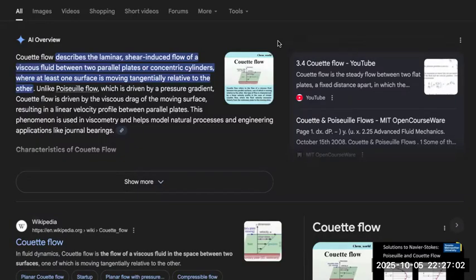So a Couette flow describes the laminar shear-induced flow of a viscous fluid between two parallel plates or concentric cylinders, where at least one surface is moving tangentially relative to the other. Unlike Poiseuille flow, which is driven by a pressure gradient, Couette flow is driven by the viscous drag of the moving surface, resulting in a linear velocity profile between parallel plates. This phenomenon is used in viscometry and helps model natural processes and applications like journal bearings.